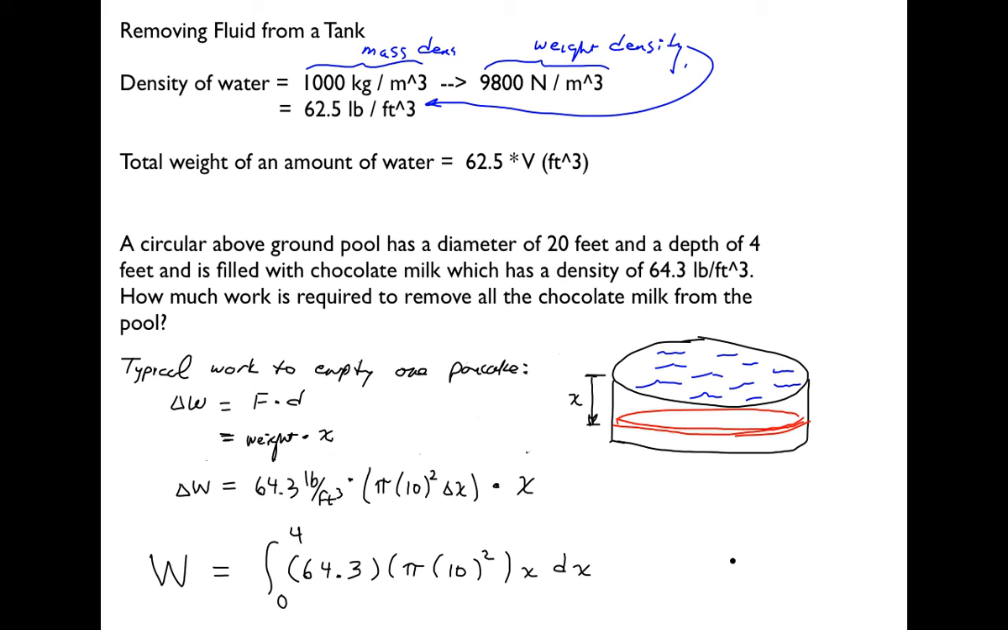So the total work is going to be the sum total of the work for all the individual layers, starting at 0 and ending at 4, and then the weight of each layer is 64.3 pi 10 squared dx, and then that layer has a distance of x to go.